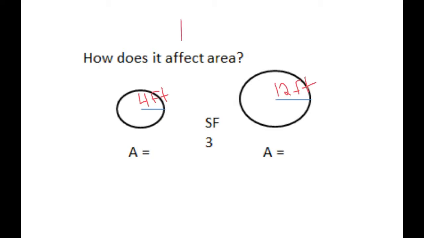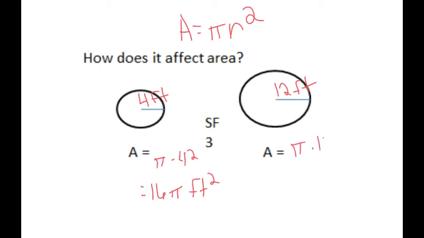Remember that when I'm finding the area of a circle, I'm going to multiply pi times the radius squared, and I want you to leave your answers in terms of pi. So pi times 4 squared gives the smaller circle an area of 16 pi feet squared. Pi times 12 squared gives the larger circle an area of 144 pi feet squared.